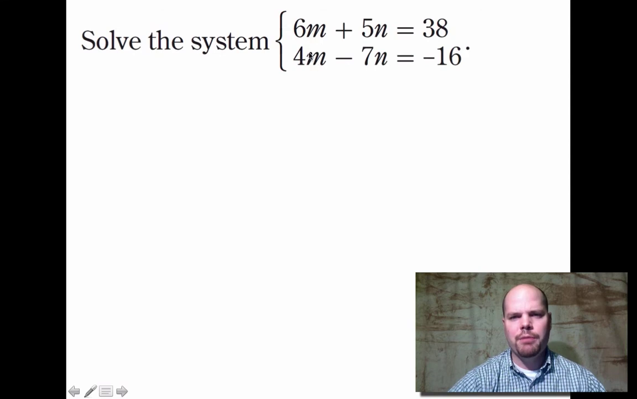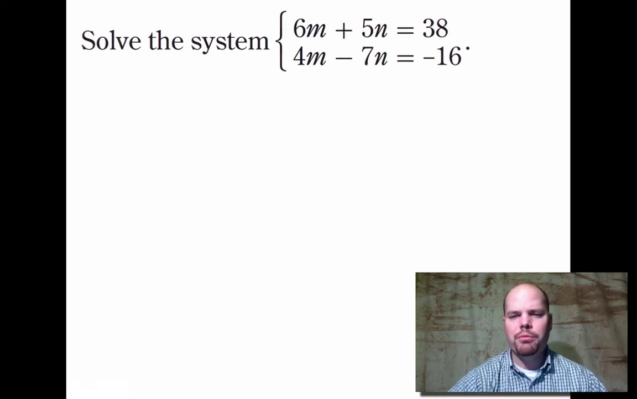Alright, solve the system 6m plus 5n equals 38, and 4m minus 7n equals -16. So we're trying to get the m's to be opposite or the n's to be opposite. They're at least opposite signs here. But 6 isn't a multiple of 4. So we either have to multiply by something like 1.5, which we don't really want to do, since we don't want to multiply by fractions if we don't have to.